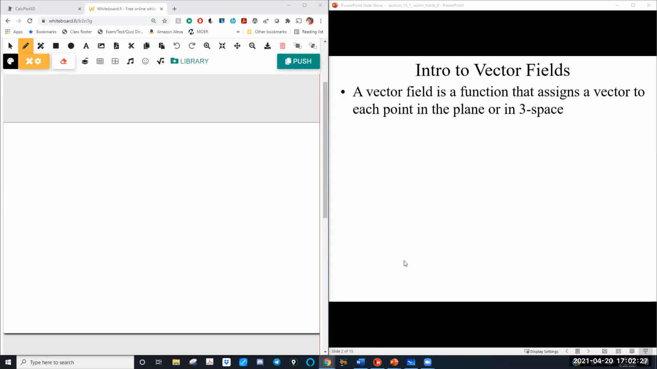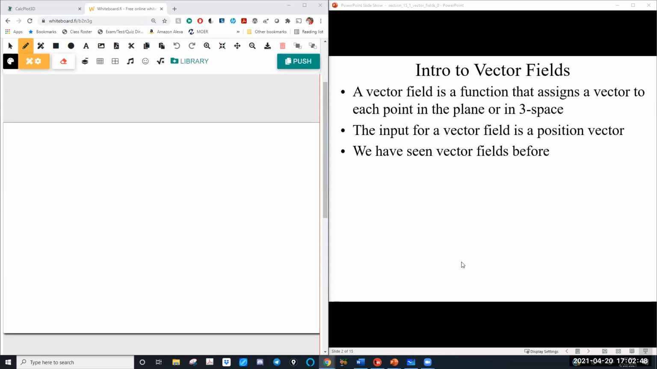Basically with vector fields, what happens is it's a function that assigns a vector to each point in the plane or in 3 space. And so the input for a vector field is a position vector. If you remember back to the first half of class, we dealt with position vectors. It turns out we've also seen vector fields before, we just didn't call them that. When we find the gradient of a function, that is a vector field.